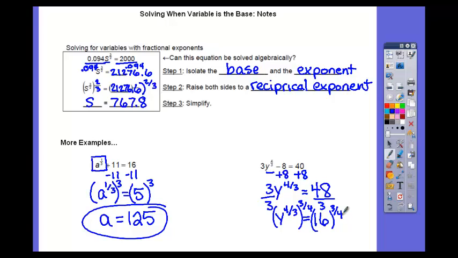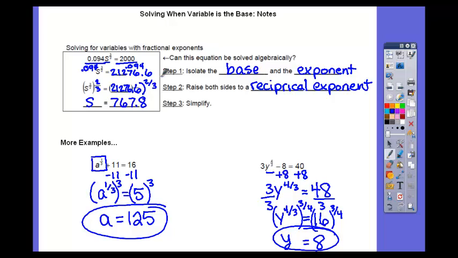And then you got to recall your exponent rules of being a fraction. The bottom number, the 4, indicates the root. The 4th root of 16 is 2. The top number is an exponent, so 2 to the 3rd is equal to 8, and you can use your chart to find that. And you end up with y is equal to 8.